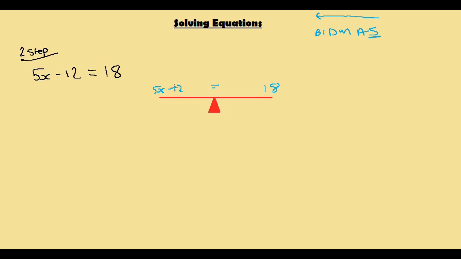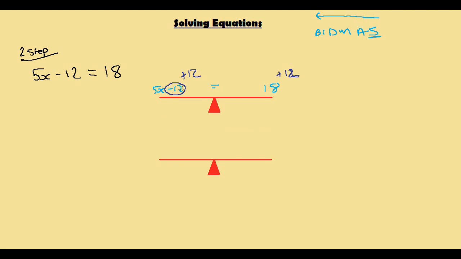So this take away 12, what we're going to do is say, I'd like to remove that first. So how do I remove that? Well, I do the opposite, which is plus 12. But remember, do the same on both sides. That needs to be done on both sides. So now we're going to do the next line of the equation, which would look something like this.